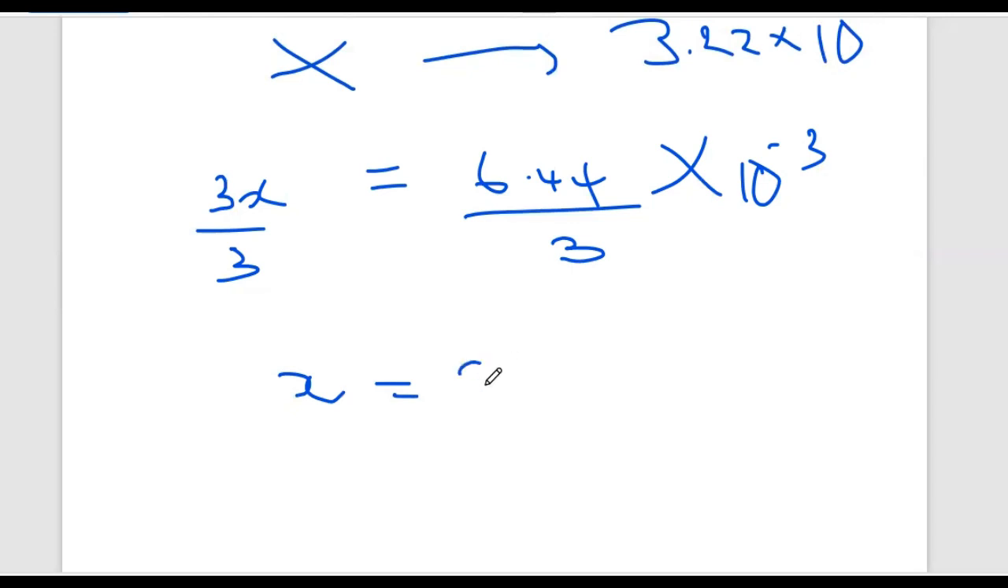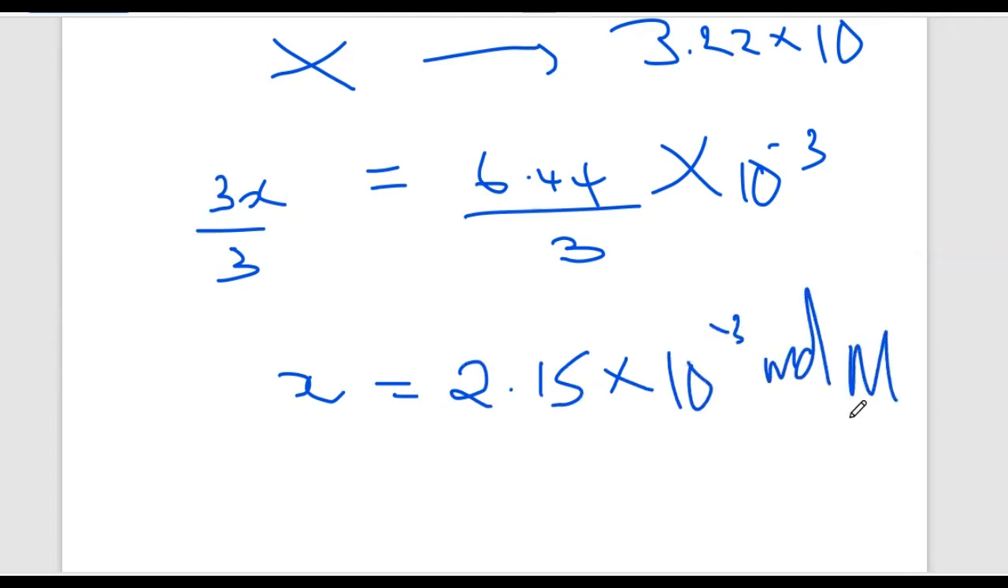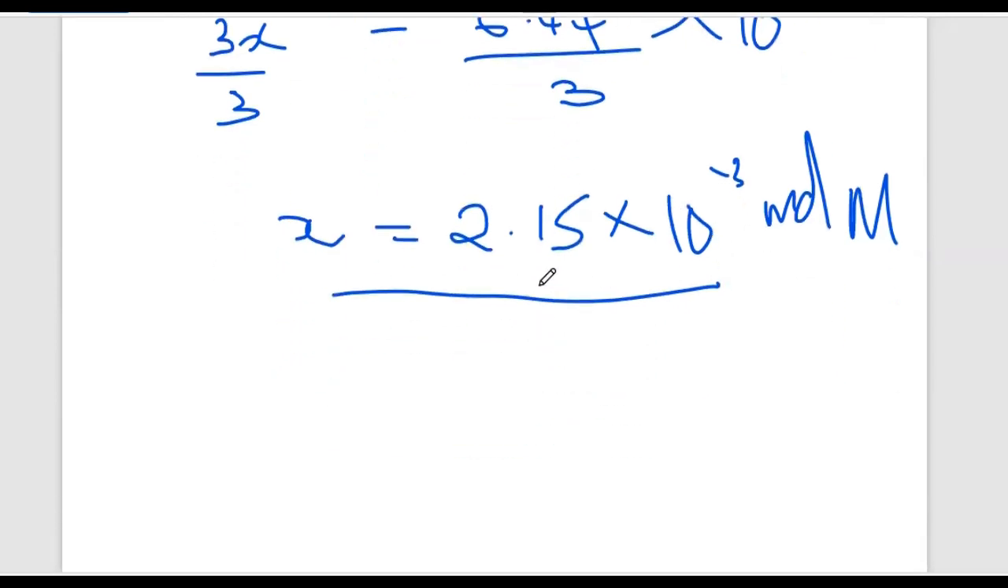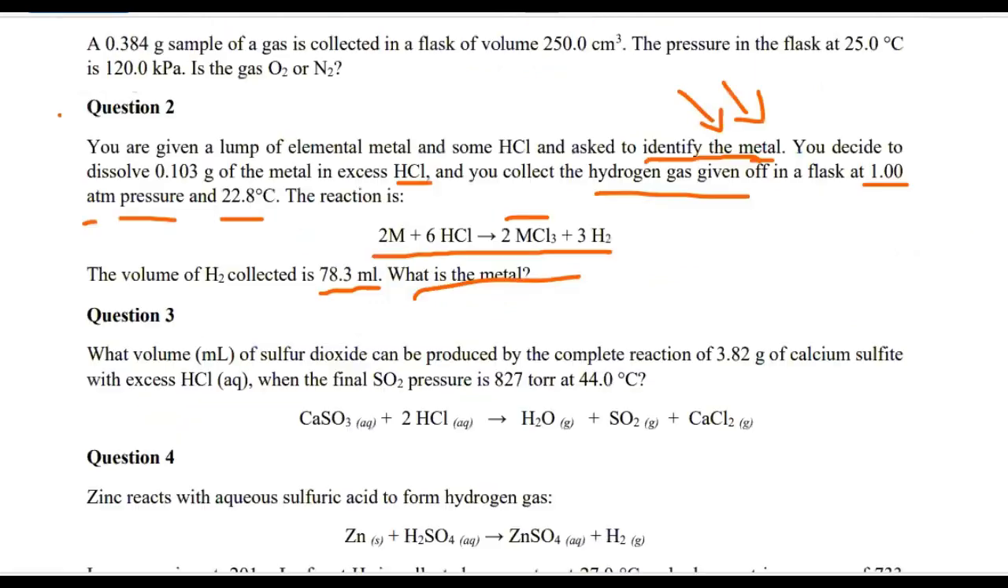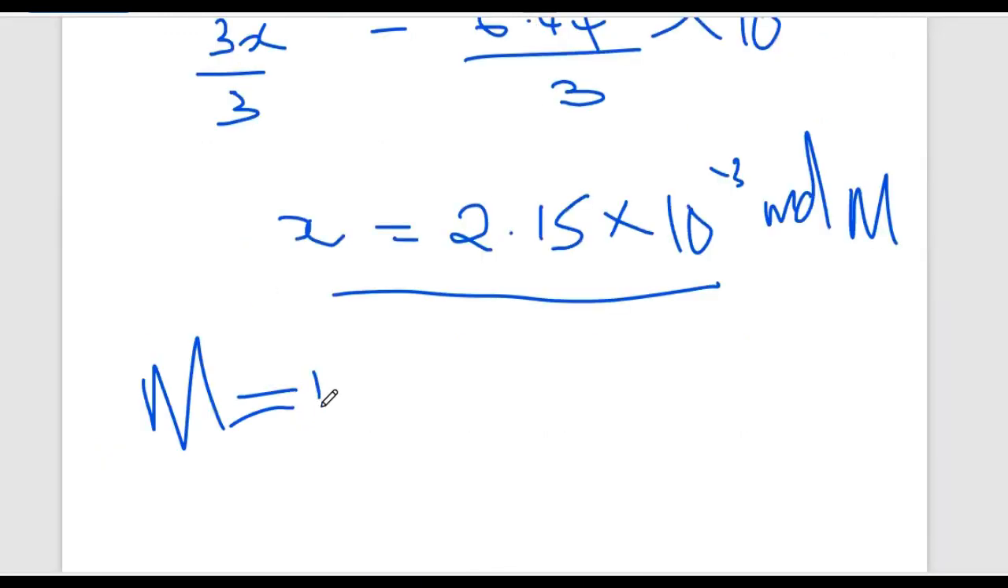Okay, so my calculator has given me 2.15 multiplied by 10 to the power minus 3 moles of that metal M. So these are the moles for metal M. Now after getting the moles of metal M, we'll combine it with the mass of metal M. What was the mass? Let us check. The mass was 0.103.